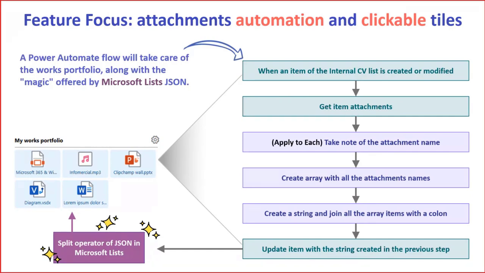In other words, each user can upload the attachments through the advanced editing right pane, while a Power Automate flow and the split operator will execute all the required tasks to let other people view these attachments by clicking on corresponding tiles displayed in the Works Portfolio section.